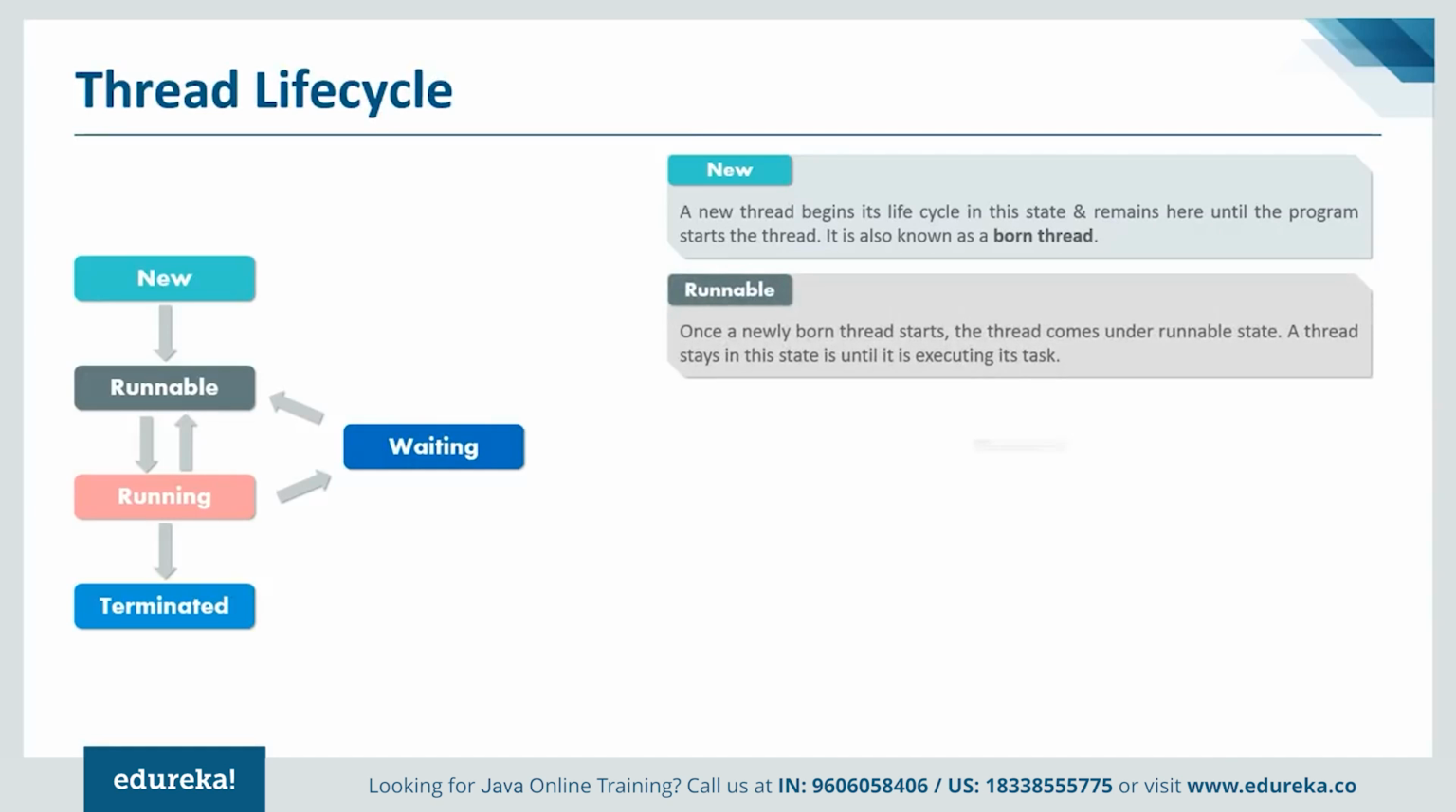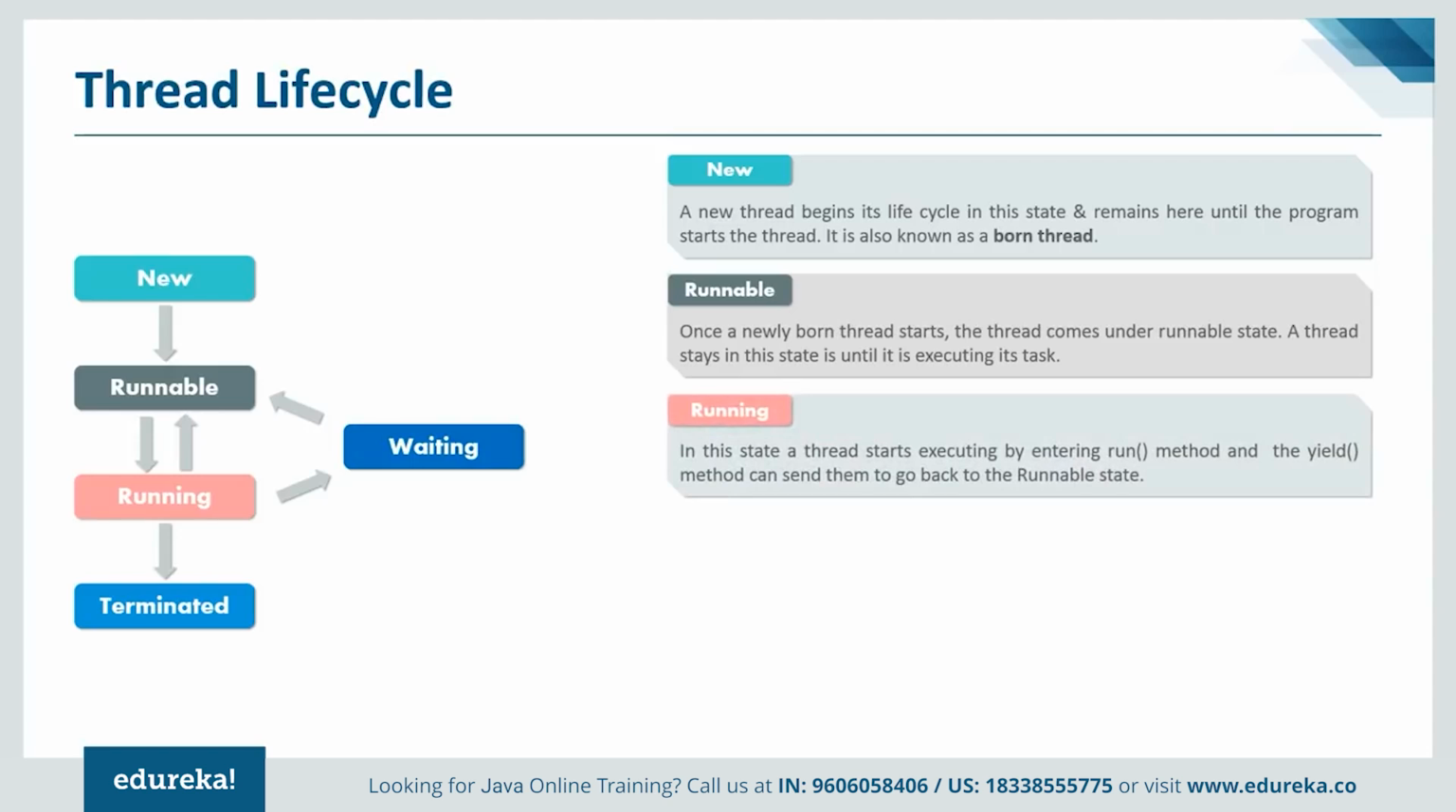Thereafter, once a thread is created, we start the thread. Once we start the thread, the state is changed to the runnable state, so that it can run. And finally, your thread is now running. Running means it is executing the run method, which is the method we have to override from the Thread class. And we even have the yield method that can send a thread back to the runnable state again.